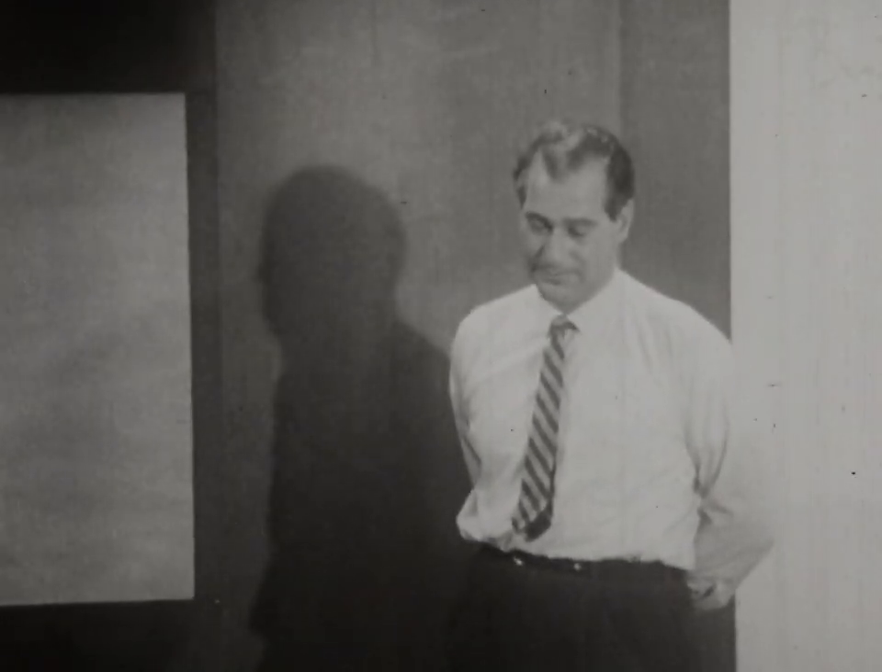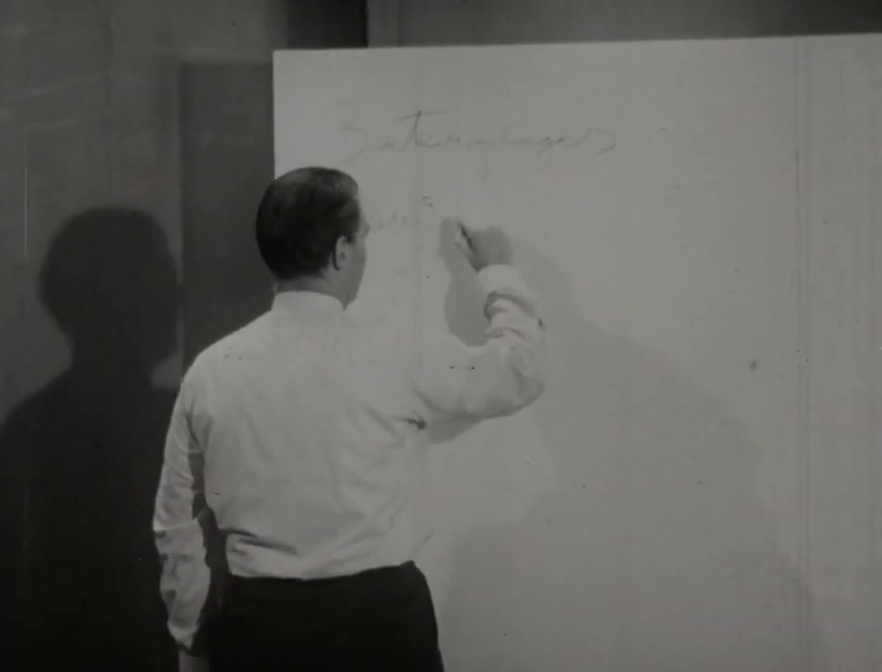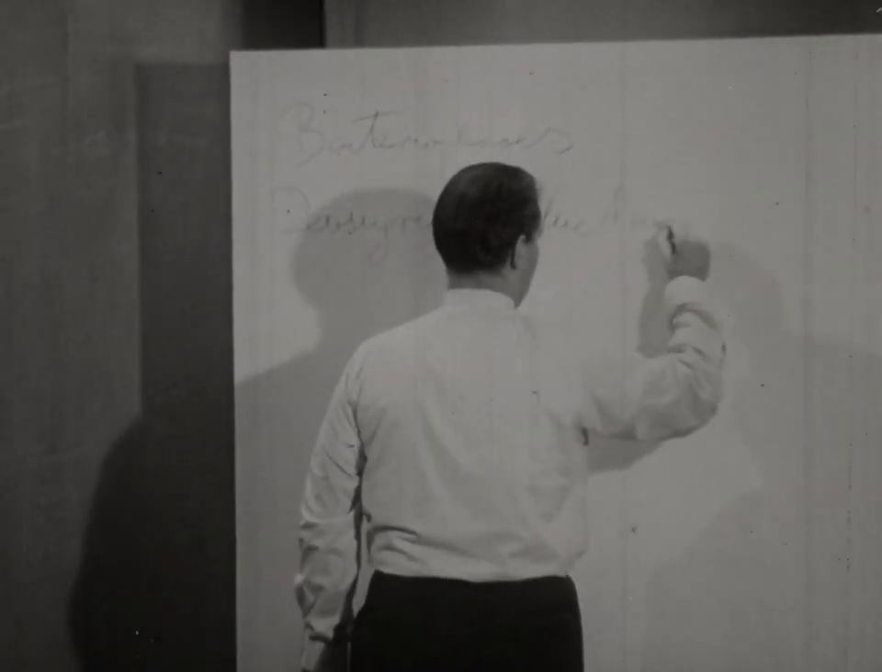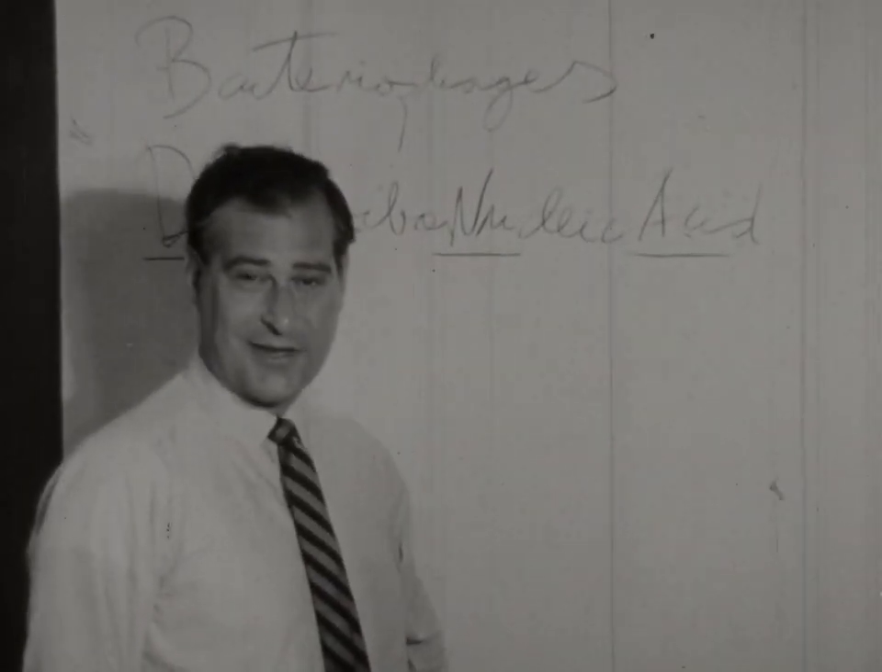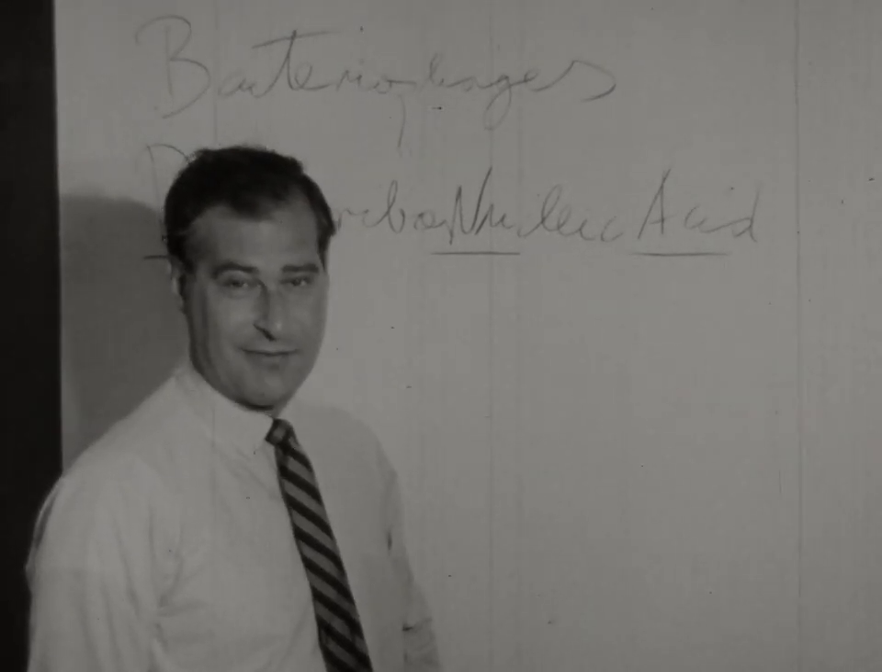Now, in order to study the chemistry and physics of reproduction of this particular organism, it's necessary to know its chemical composition. And here we're lucky because the composition is rather simple. It consists only of two components. One is protein and the other is deoxyribonucleic acid, or DNA.